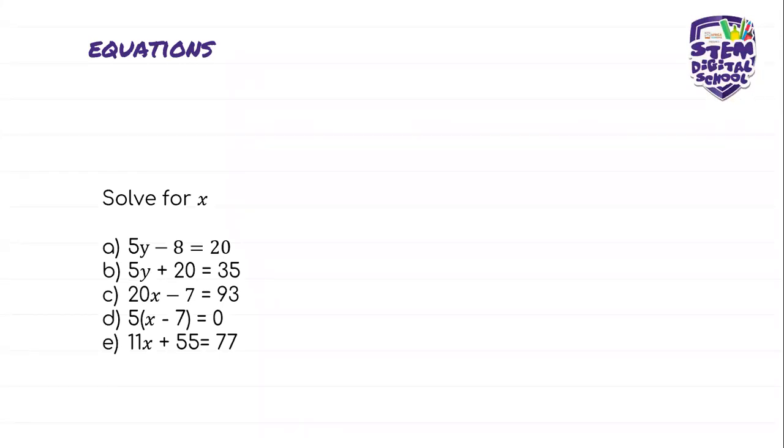We have the first equation, A, it's 5y minus 8 is equal to 20. The second one, 5y plus 20 is equal to 35. And then 20x minus 7 is 93. Then 5 open bracket x minus 7 is equal to 0. The last one, 11x plus 55 is equal to 77. So we need to solve for x and y. I hope that we are busy trying to solve that. In the next 30 seconds, we will look at the first one just to mark the work for today. So we have about 5 of those.